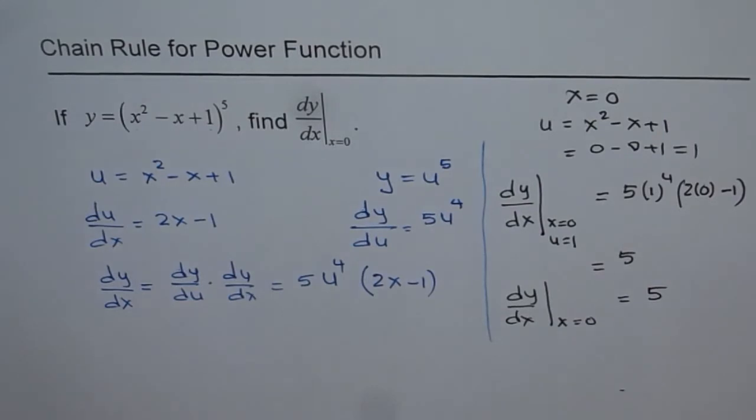Do you see that? So that's how we can evaluate the derivative at a point for a composite function, and here a power function is being treated as a composite function. I hope that helps you to understand how we can differentiate complicated power functions. Thank you.